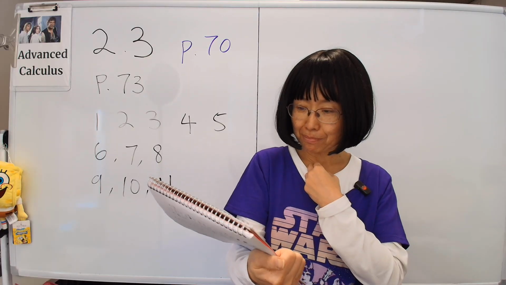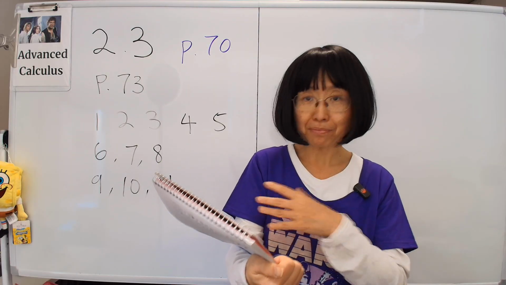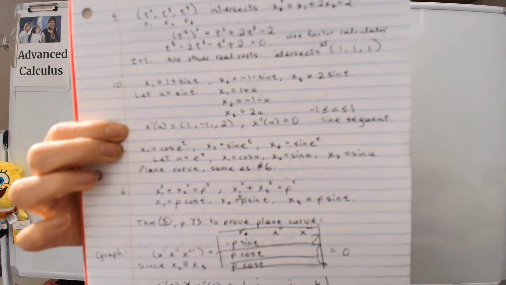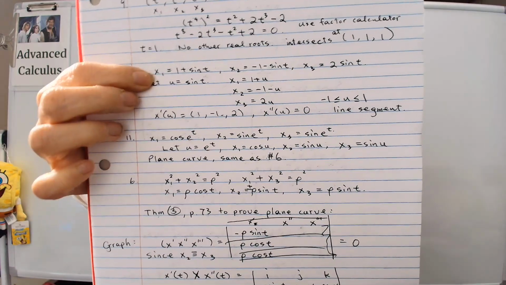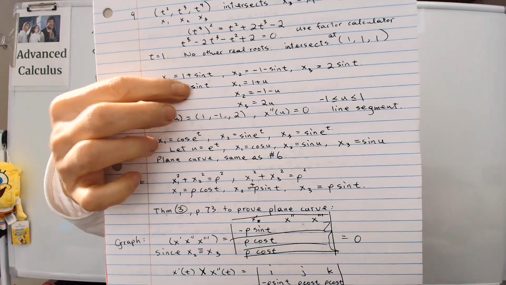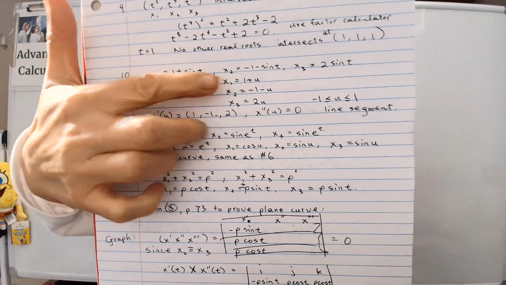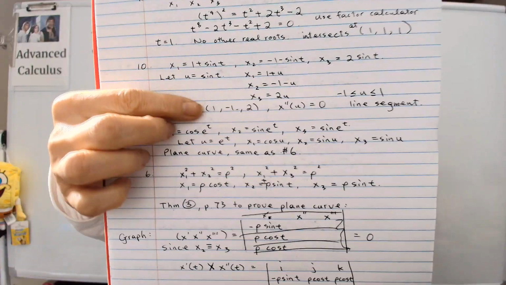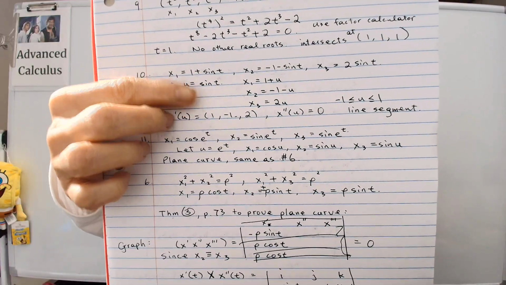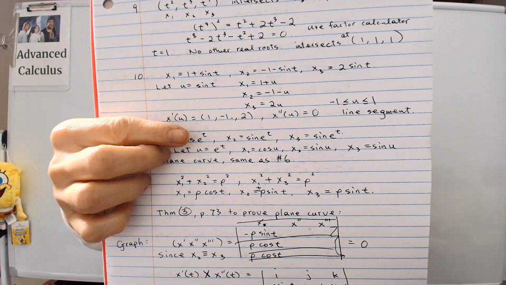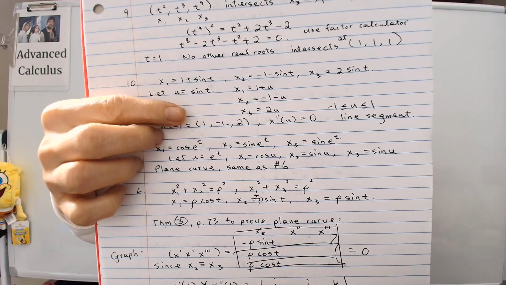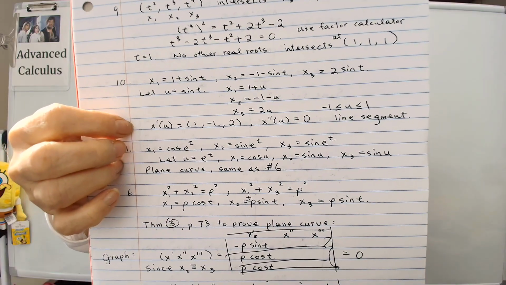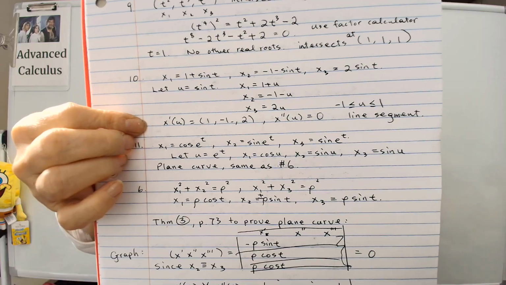And so problem 10, we have an interesting problem that's similar to what I mentioned earlier. Okay, we have a sine t, and we try to figure out what that thing is. Well, since sine t is in every single component, I just let u equal sine t. And then what is that? That is just a line, right? Except that in this case, u is limited between -1 and 1, but that's okay. It is a line segment.